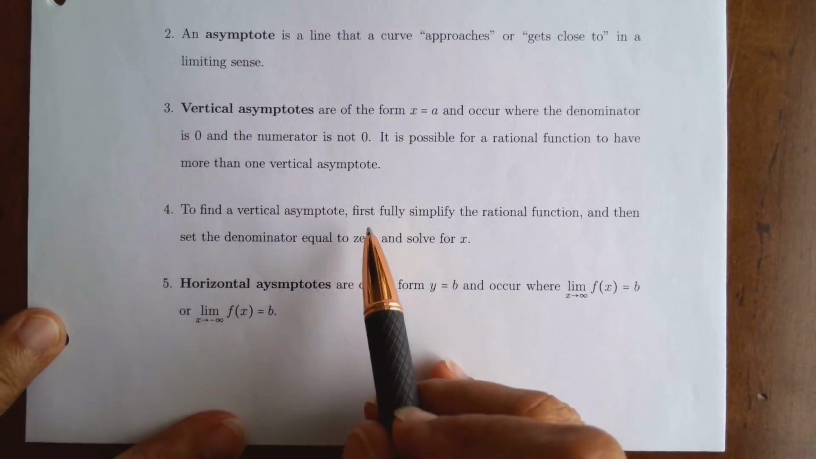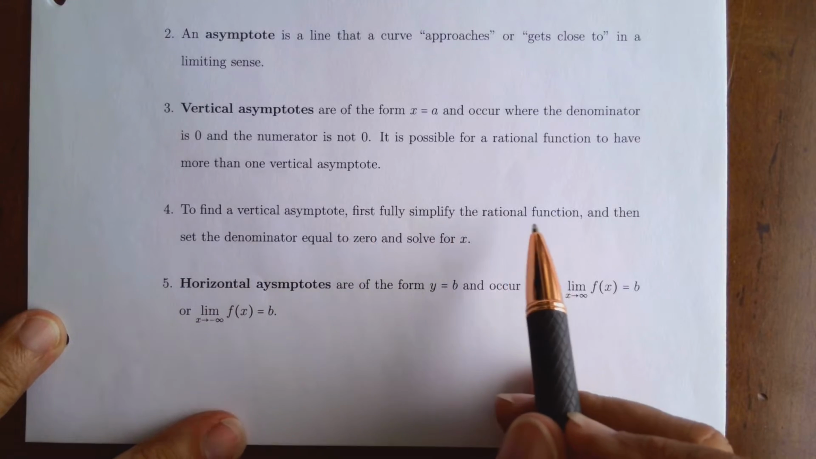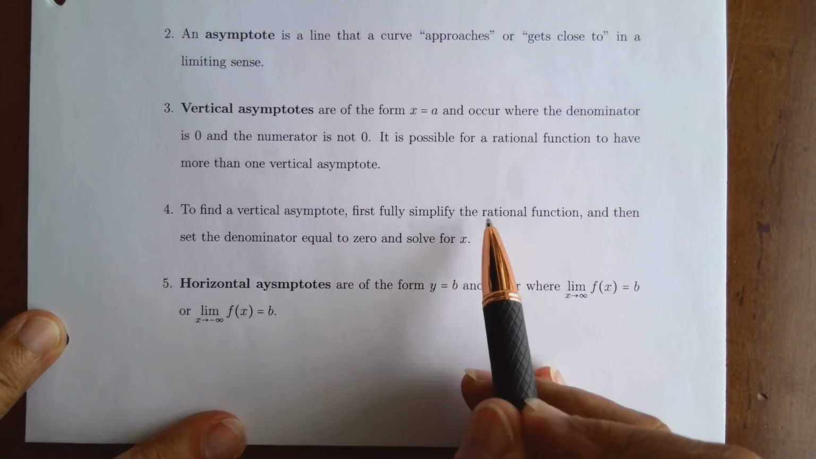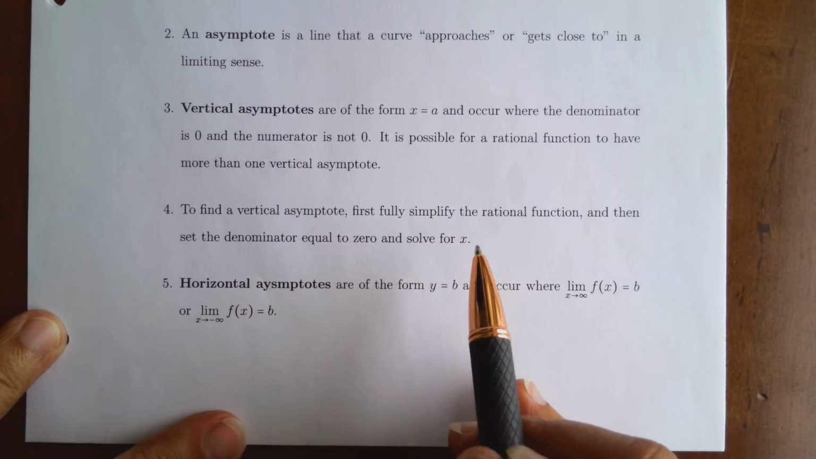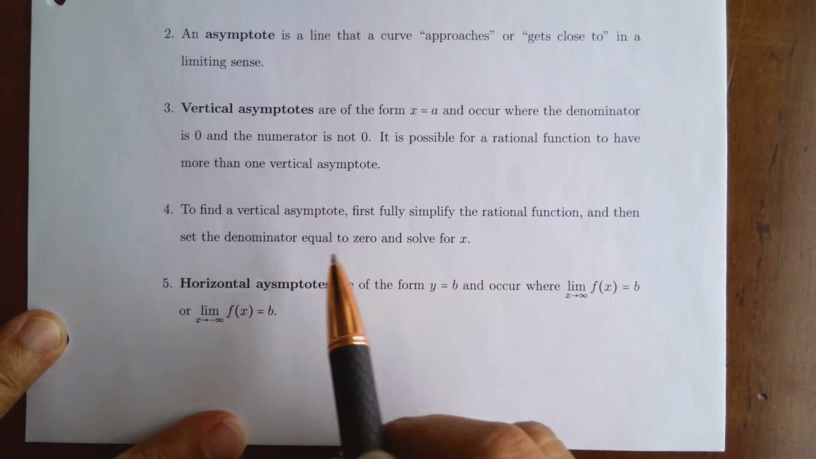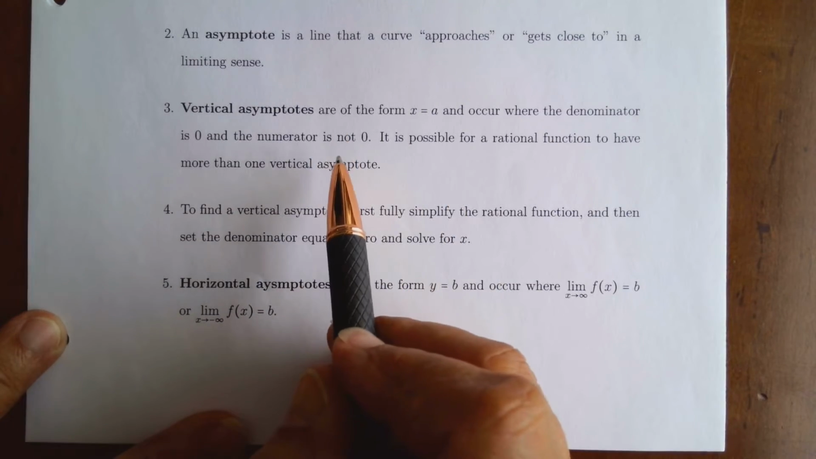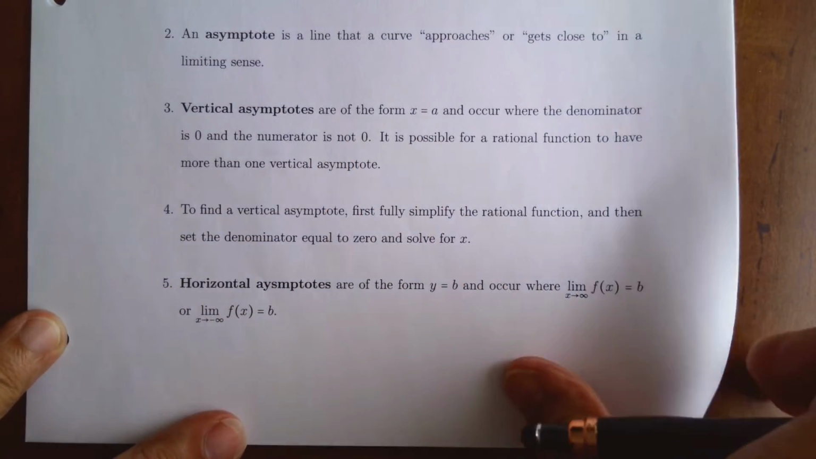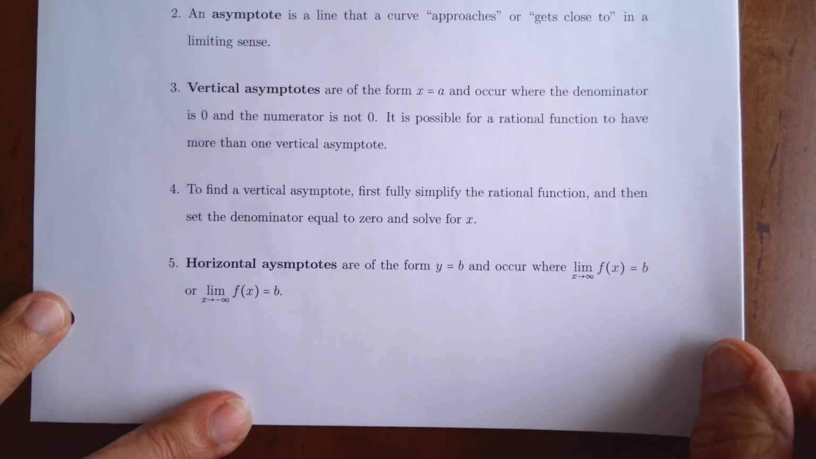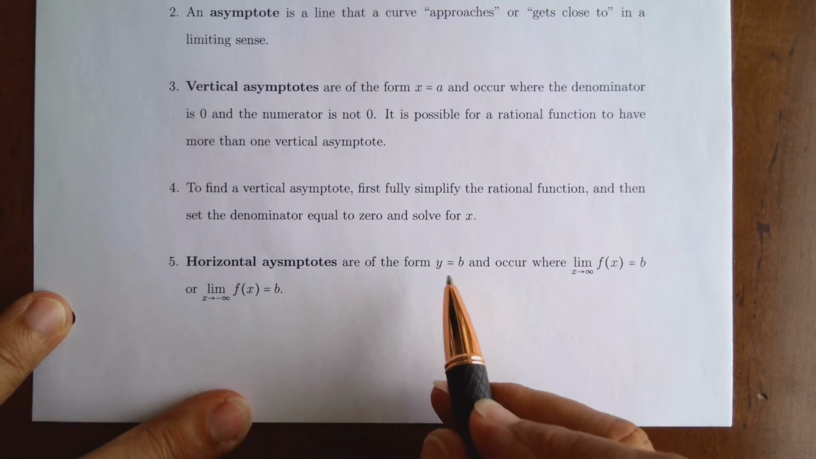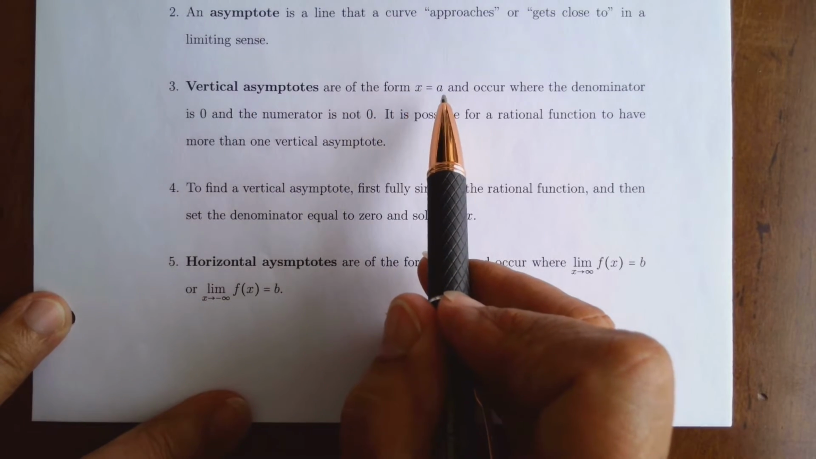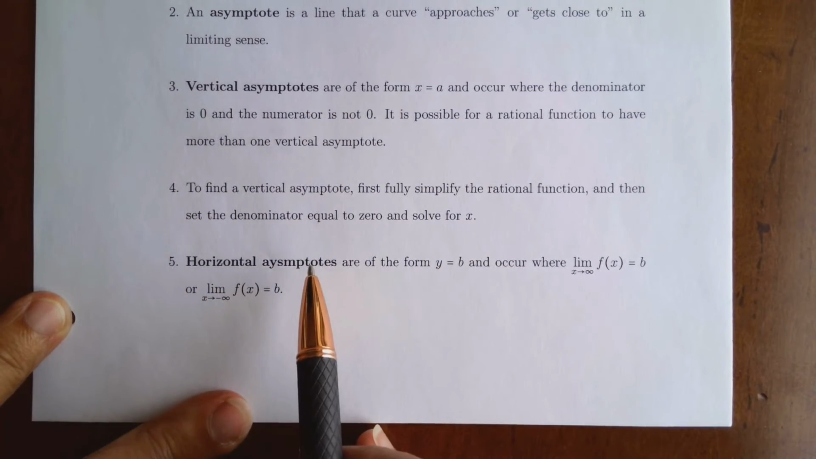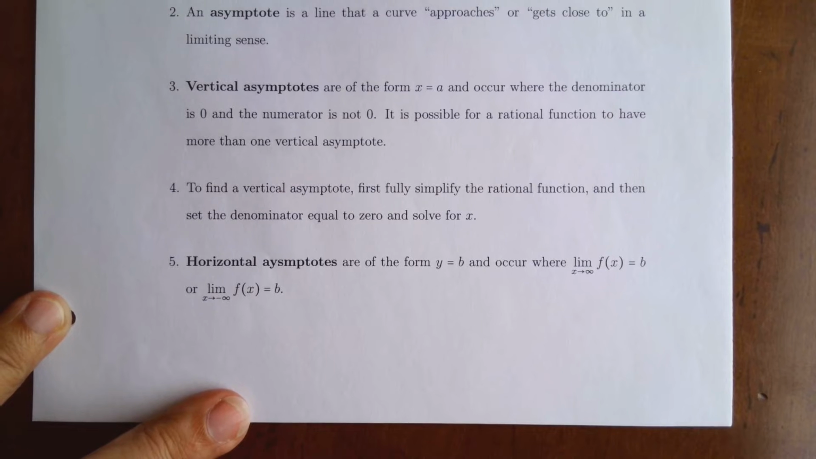To find the vertical asymptotes, you just have to simplify the rational function first, which means factor it, and then set the denominator equal to 0 and solve for x. But remember, it's the factors that are not in the numerator. We'll talk about that in a minute as well. Now horizontal asymptotes. They're always written y equals. You've got to remember, vertical asymptotes are your x equals equations. Horizontal asymptotes are the y equals equations.